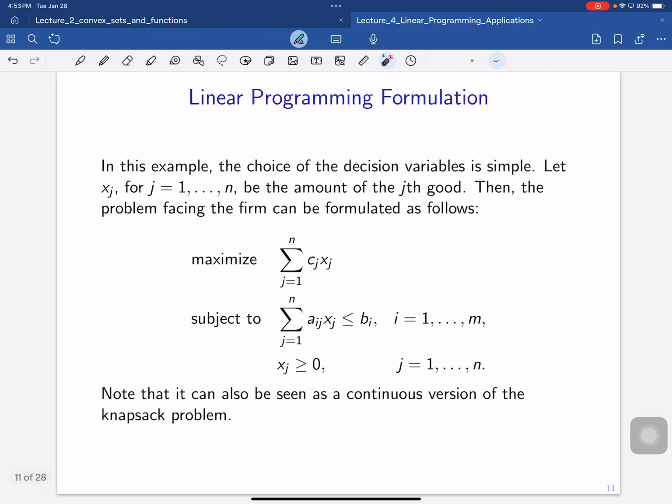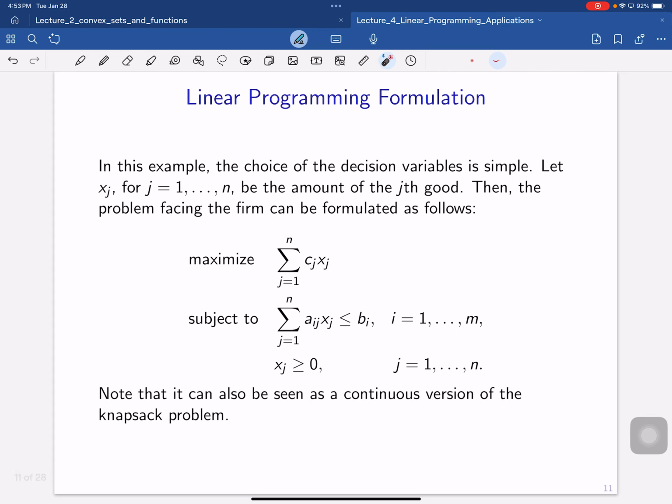Okay, so this is a simple problem. I will give you the formulation right away. The objective is to maximize the summation of profit this company can make by selling different types of products. Right? So it's a summation of Cj Xj, right?